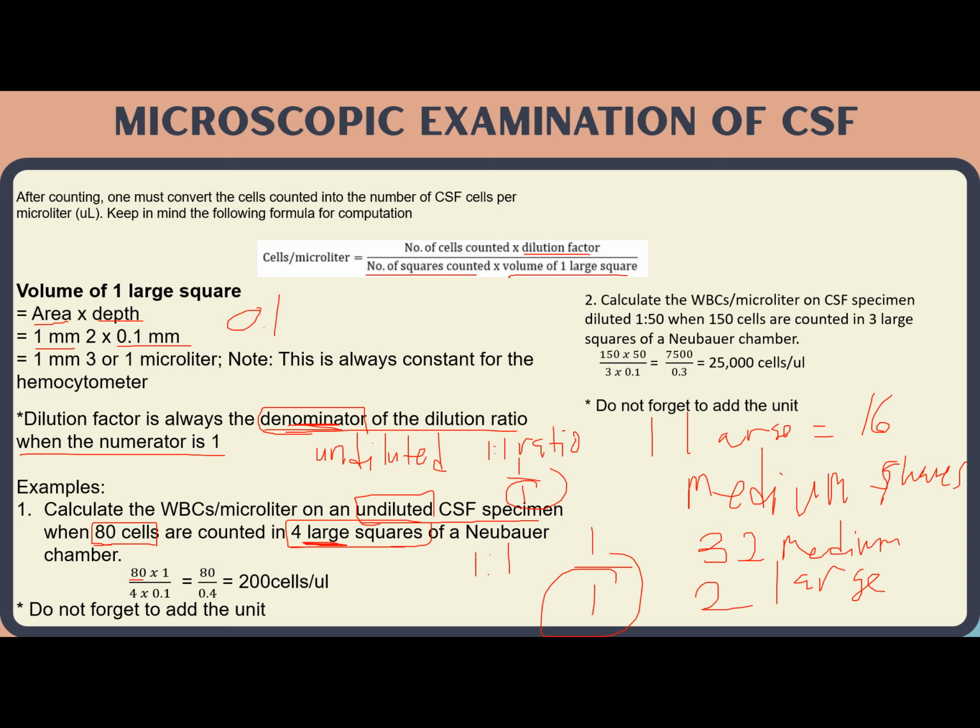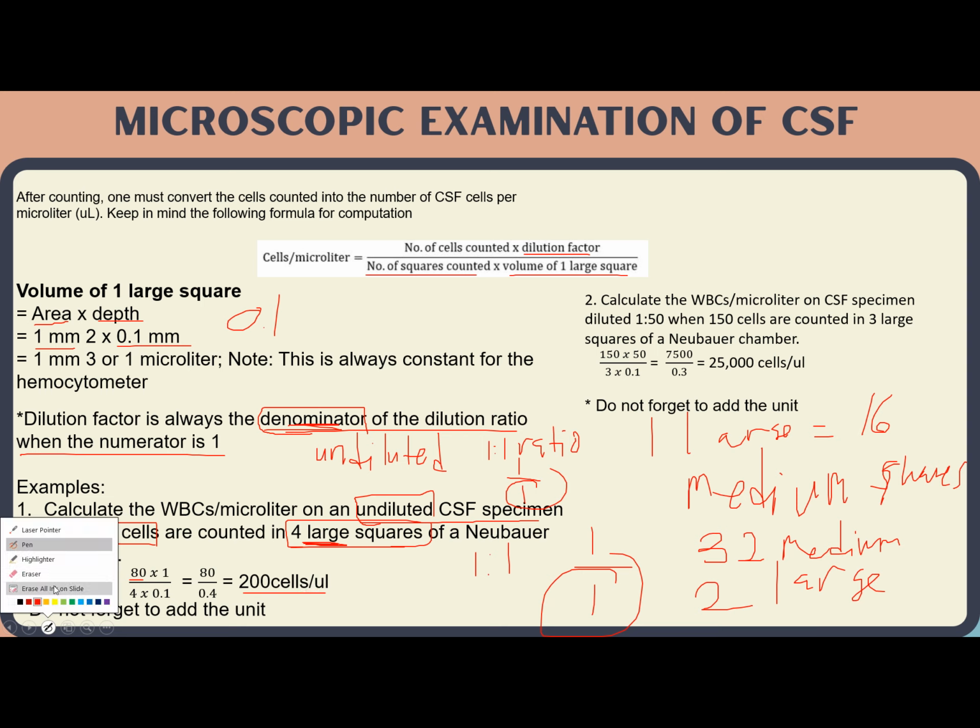Then we multiply it by the volume of 1 large square. Again, the volume is a constant 0.1. So we have 4, which is the number of squares counted, times 0.1, we have 0.4. So 80 divided by 0.4, class, is equal to 200 cells per UL. Again, do not forget to add the unit. So 200 cells per microliter or per UL.